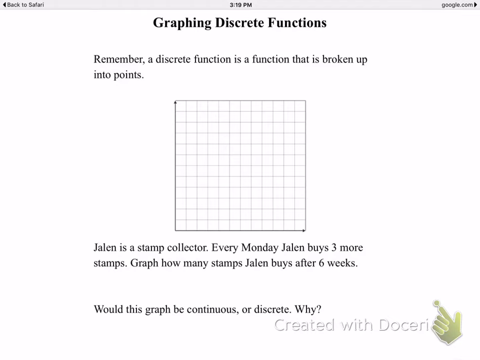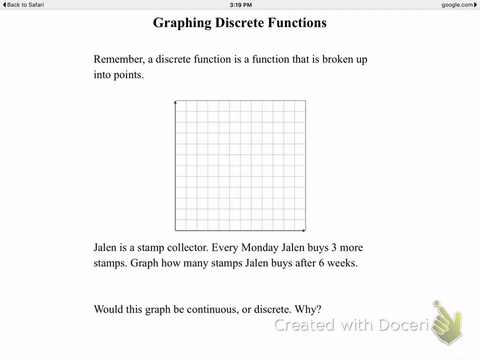Now, if you remember, a discrete function is a function that is broken up into distinct points. So we're going to look at this example. Jalen is a stamp collector. Every Monday, Jalen buys 3 more stamps. How many stamps does Jalen buy after 6 weeks?